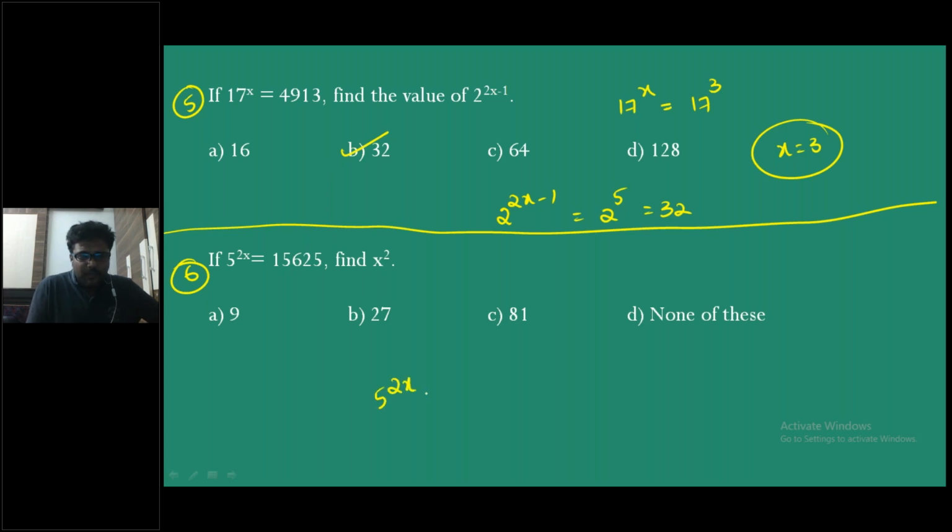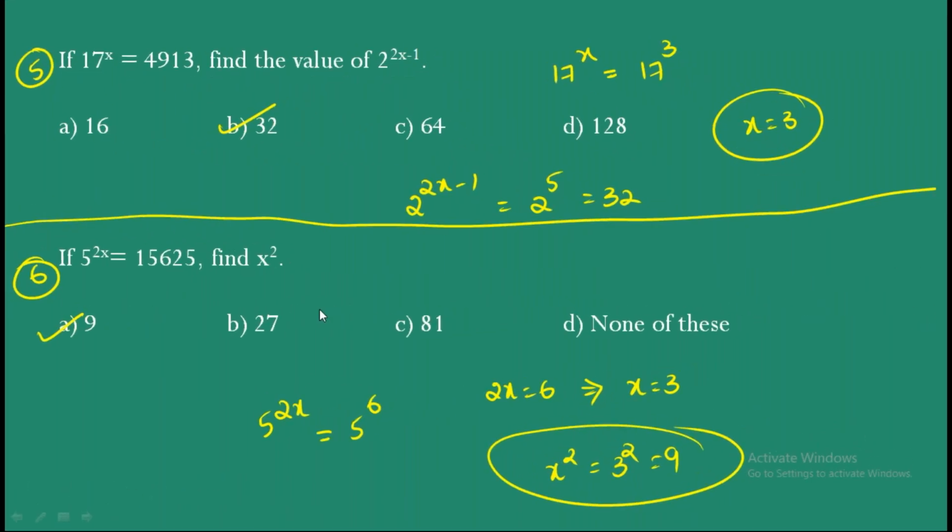Similarly, 5 power 2x, 15,625 is actually 5 power 6. So as powers are equal, we can say 2x equal to 6, x value is 3. So x square is nothing but 3 square, which is nothing but 9, my dear friends. Both here and the above question, we got x value 3. But finally, when you're finding x square here, we got 9. Good. See the next one.